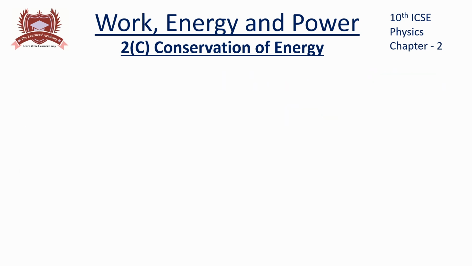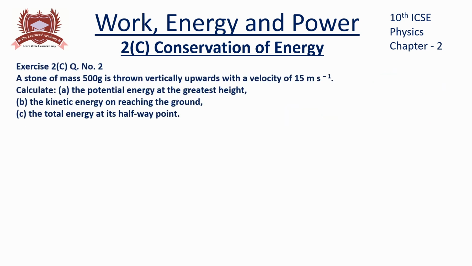So now let's go ahead with the next question. This is from exercise 2C, question number 3. The question tells us that a stone of mass 500 grams is thrown vertically upwards with a velocity of 15 meters per second. Again, the crucial thing to remember is that mass is given in grams and velocity is given in meters per second. So we would have to convert our mass into SI units.